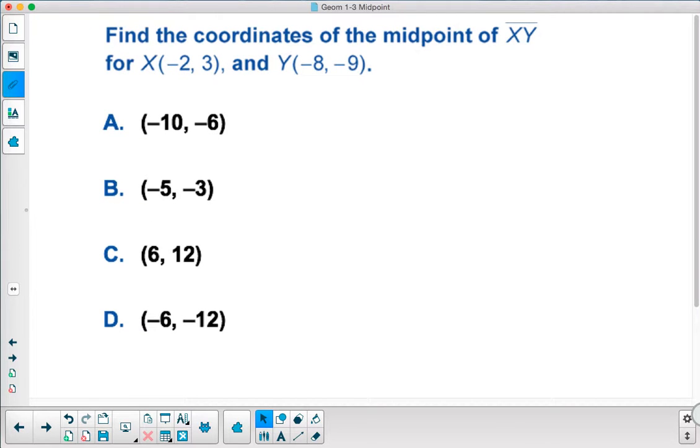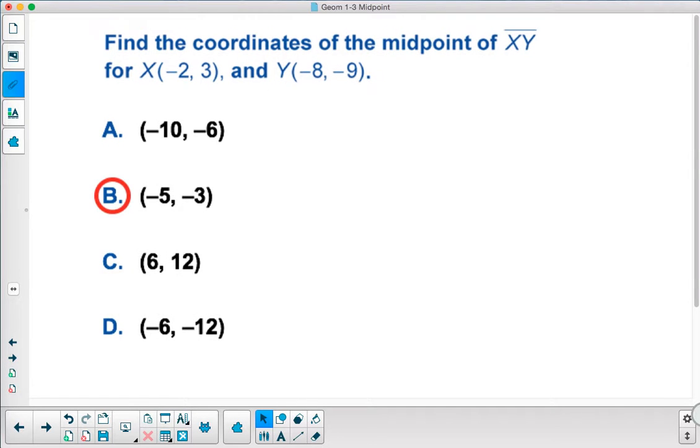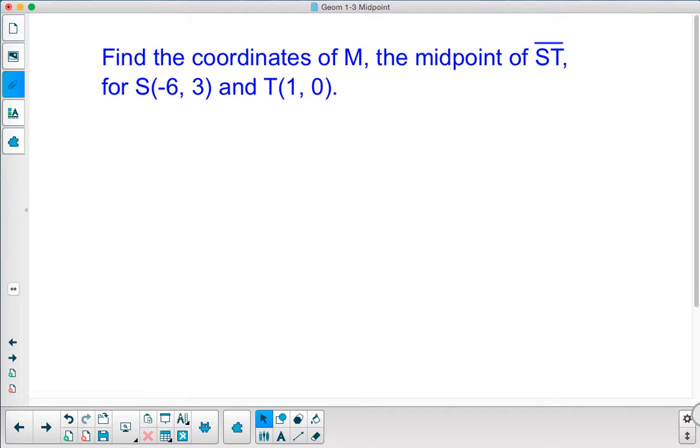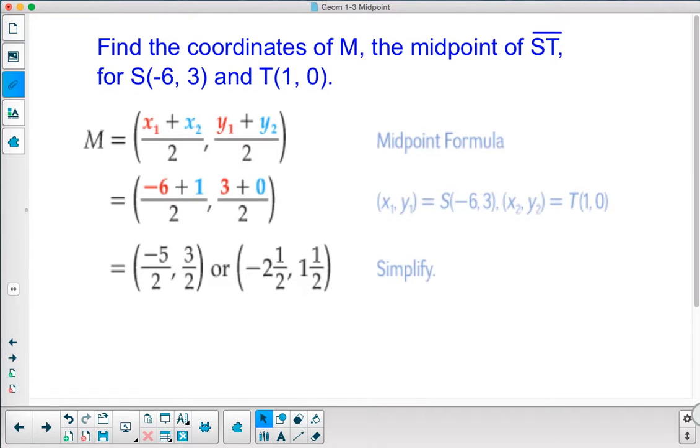Try this one. I've given you some choices. Pause, figure it out, and then we'll check your answer. The answer is B. Another example, you have to work this one out. It's not a multiple choice. And the answer comes out in mixed numbers, -2.5, 1.5. If you had -2.5 and +1.5, that's the same thing.